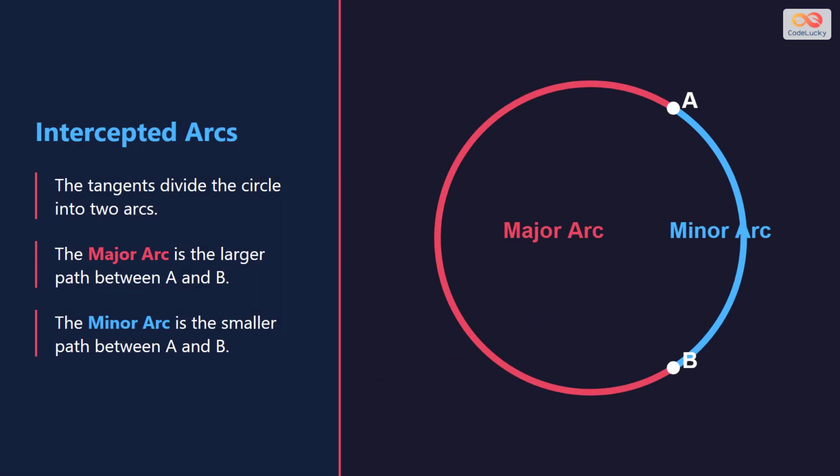These two points of tangency divide the circle's circumference into two distinct parts, called intercepted arcs. The larger path from A to B is called the major arc, and the shorter path is called the minor arc.